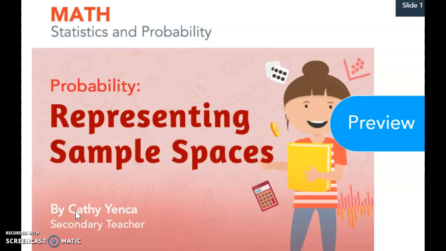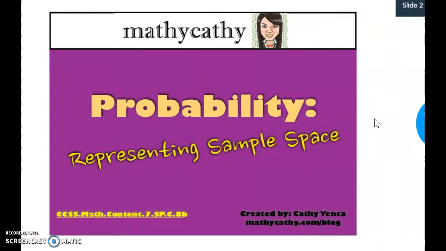This is an introductory lesson on probability, and the first thing we're going to learn about is representing a sample space. And so first we're going to talk about probability representing a sample space.